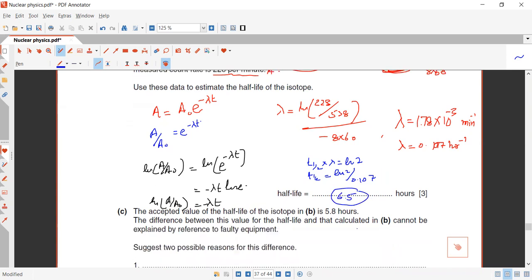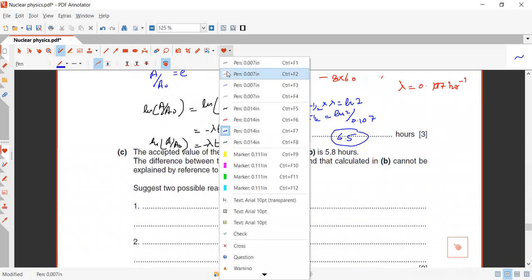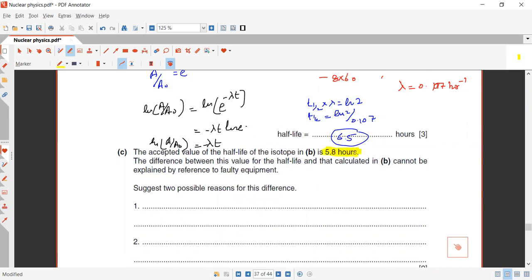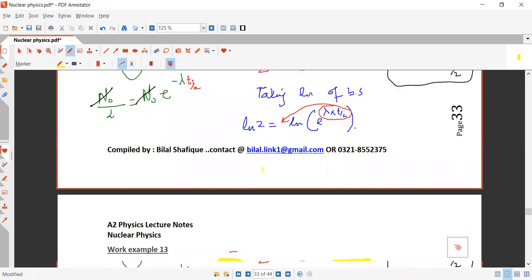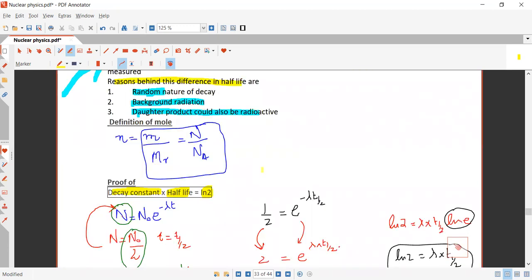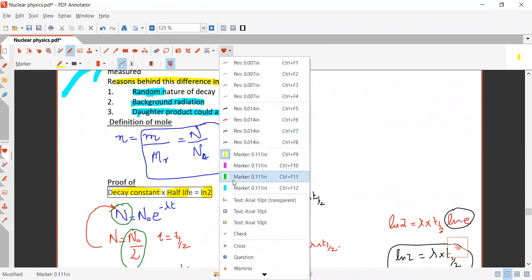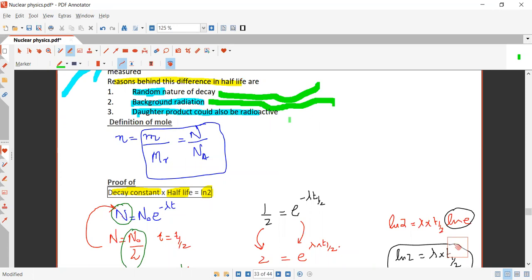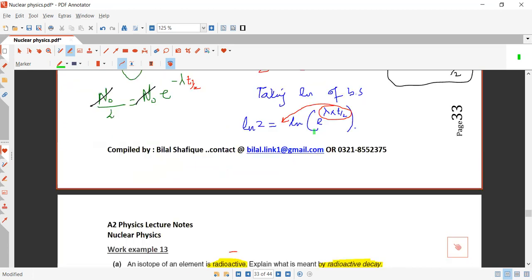Okay, half-life. Now the next part: the accepted value of the half-life is 5.8 hours. This is the theoretical value, but the experimental value was 6.5. They are asking for two reasons, which cannot be explained by faulty equipment, for the difference. I have told you these reasons here. Yes, these three reasons: the nature of radioactive decay is random, or there could be background radiation, or the daughter product may also be radioactive. So you can put any two out of these three there, right?